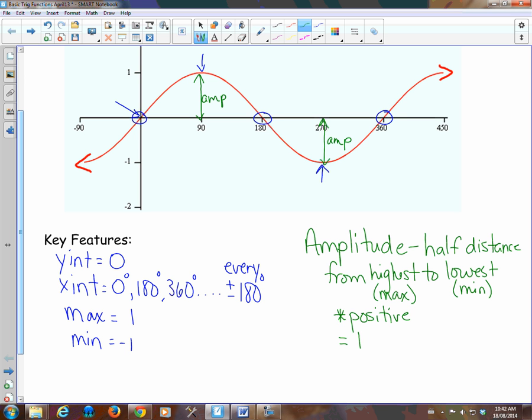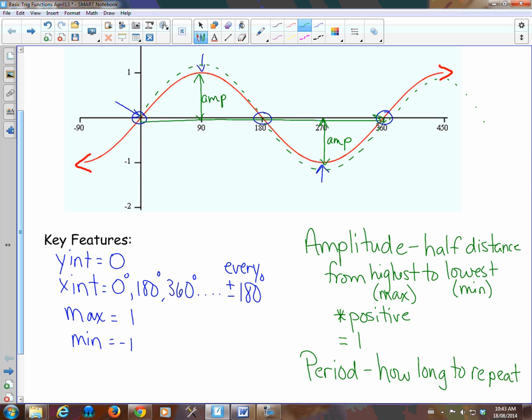Another term that's unique to a sine function, or a cosine function, any trig function, is its period. The period is how long it takes until the graph repeats itself. So in this case, it starts at 0, goes up to 1, down to 180, down to -1, and back to 0. And then it starts the same pattern again. So it takes from 0 to 360 to repeat itself. So its period is 360 degrees.